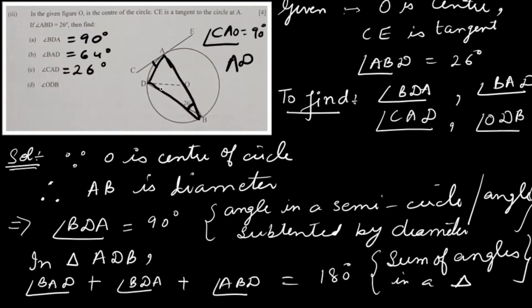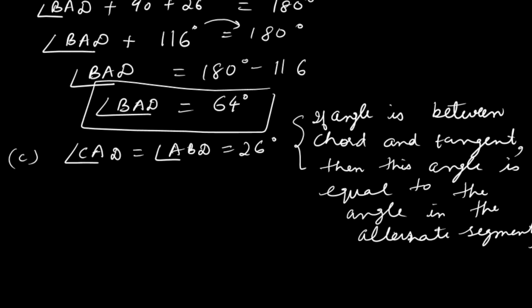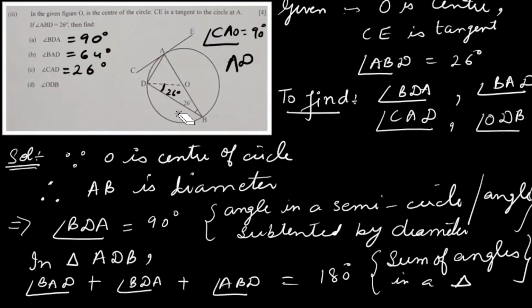Now ODB. ODB is this angle. If you see the smaller triangle ODB, this one we have to find. ODB is also equal to 26 degrees. Why is it equal to 26 degrees? Which reason do we have to use? That's correct, but what's the reason? The reason also you should tell.